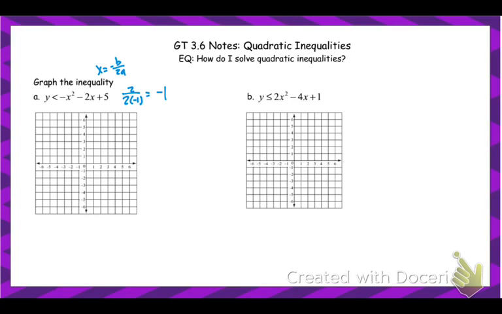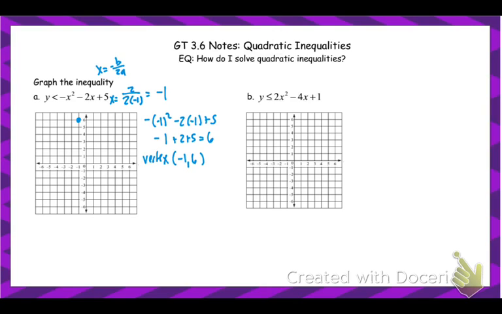So negative b over 2a, that would be 2 over 2 times negative 1, which would give me an x-coordinate of negative 1. Then if I want to find the y-coordinate of the vertex, I'll take negative 1, plug it back into the original, and that gives me negative 1 plus 2 plus 5, which is 6. So then I have a vertex of negative 1, 6. So I'm going to go ahead and plot my vertex.